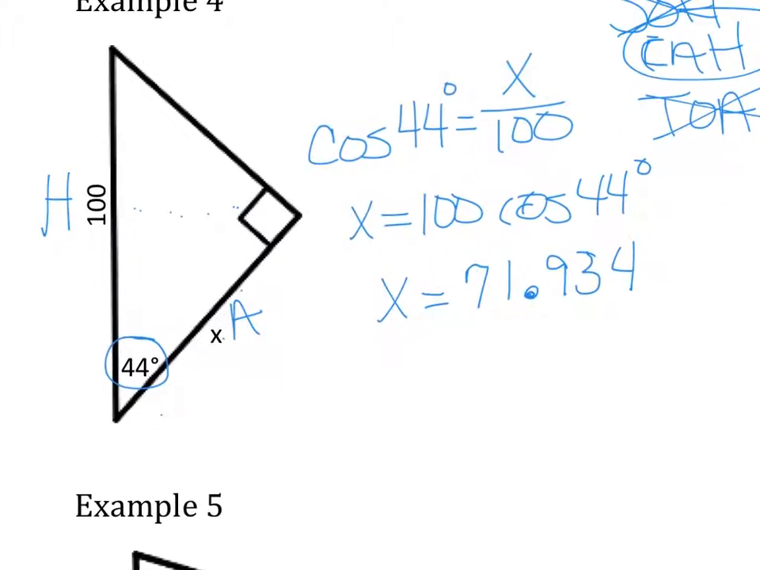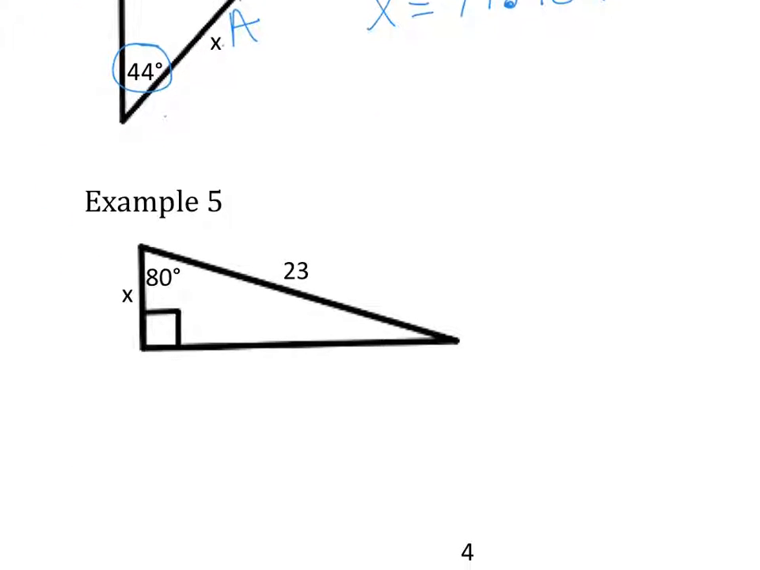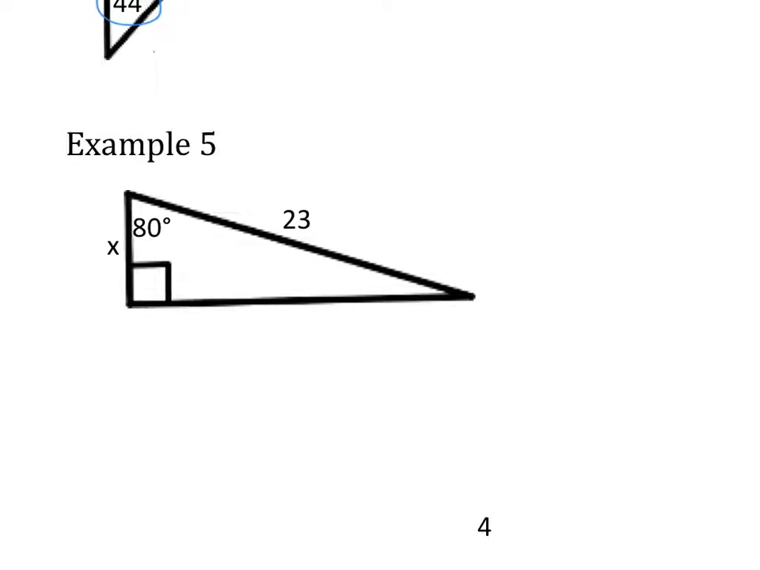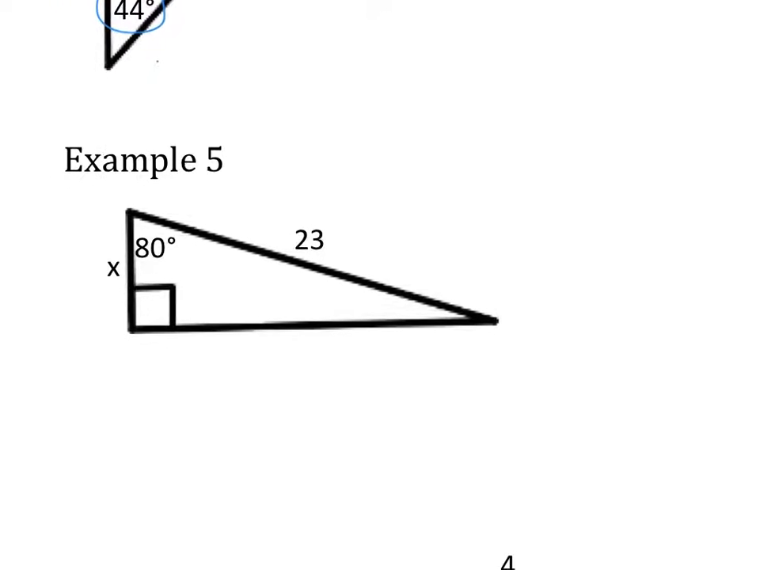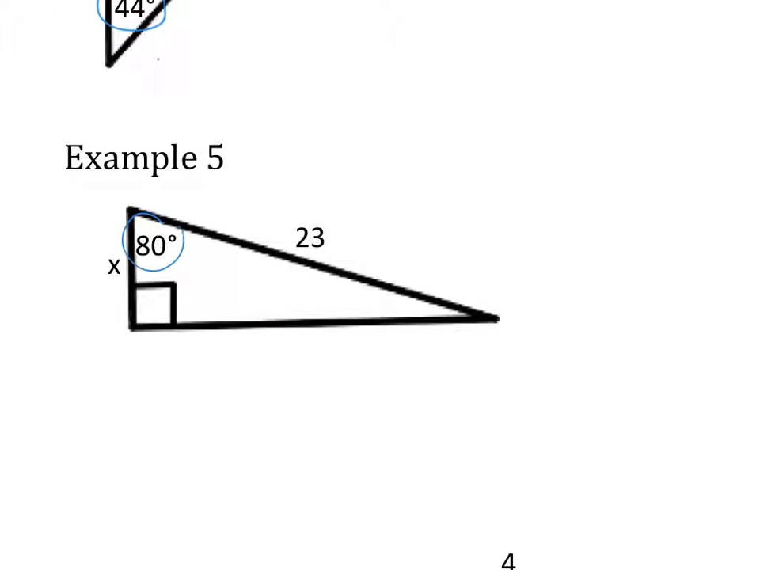Right. One more example of sides. Then we're going to talk about how to solve angles after this. So here's example 5. My anchor point, my anchor angle is 80. So across from the 90 is 23, which is my hypotenuse.